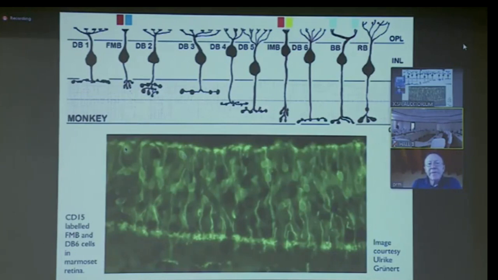Here's an example from monkey retina. Here's just one type of bipolar cell, the so-called flat midget bipolar cell, and we can stain them using antibodies, stealing methods from immunology to label epitopes on the membrane of these cells that are only expressed by these cells. And you can see here a very beautiful, very dense array of bipolar cells in monkey retina. Each one of these bipolar cells contacts a single cone receptor in the monkey retina. And you can see here it's sending its process down into the inner plexiform layer.